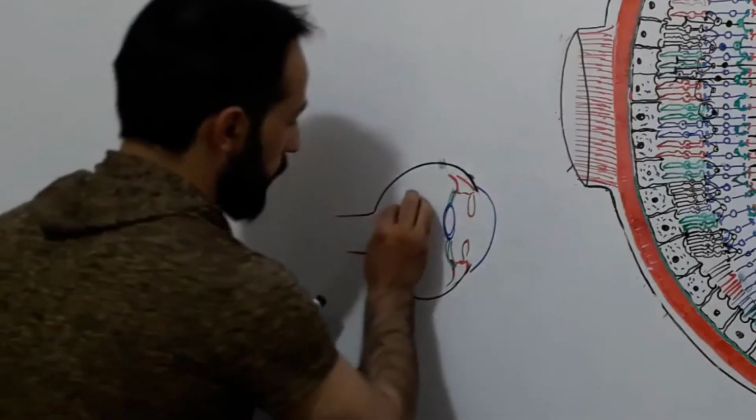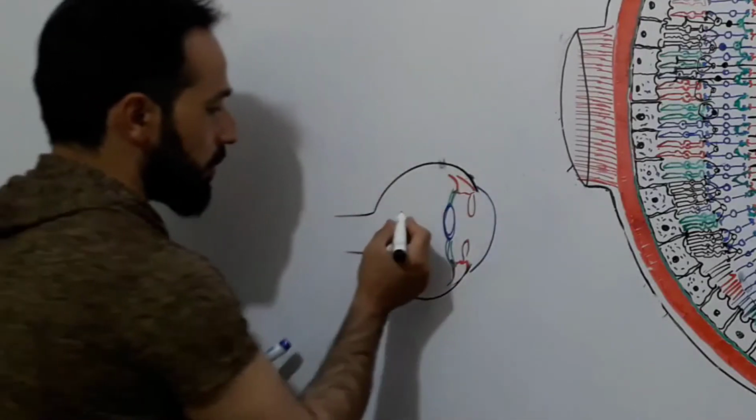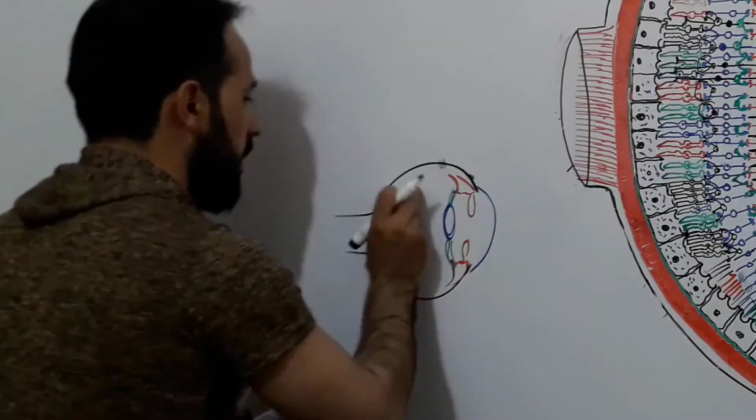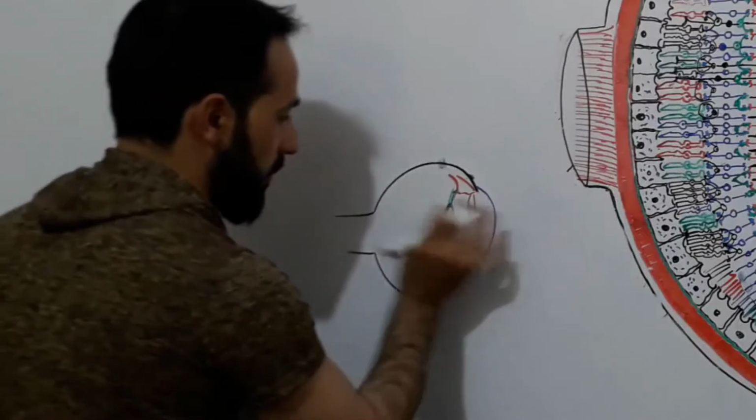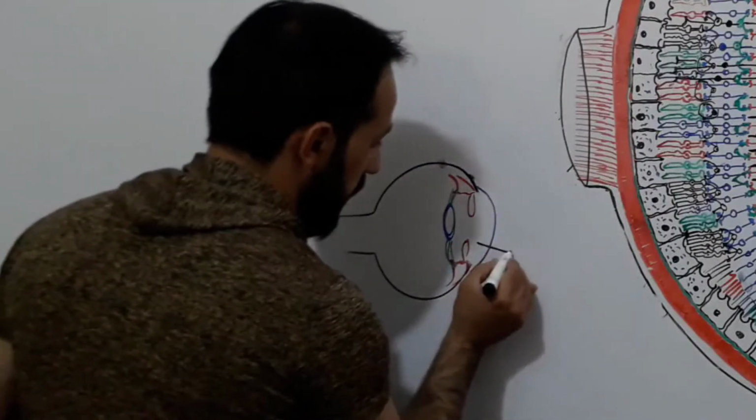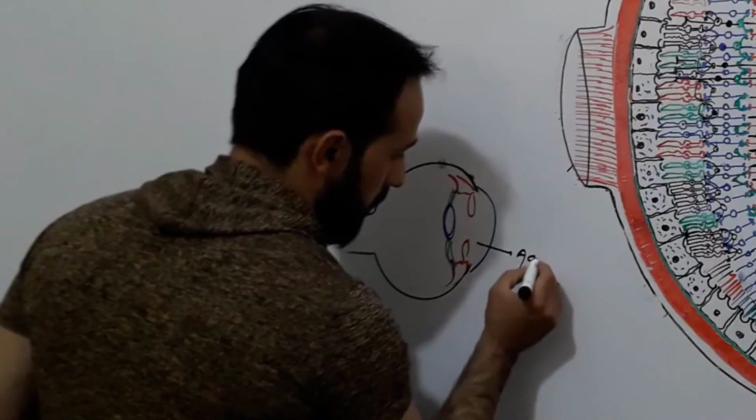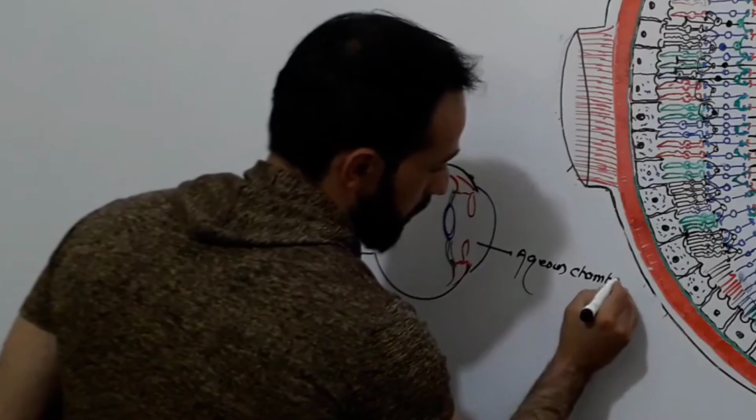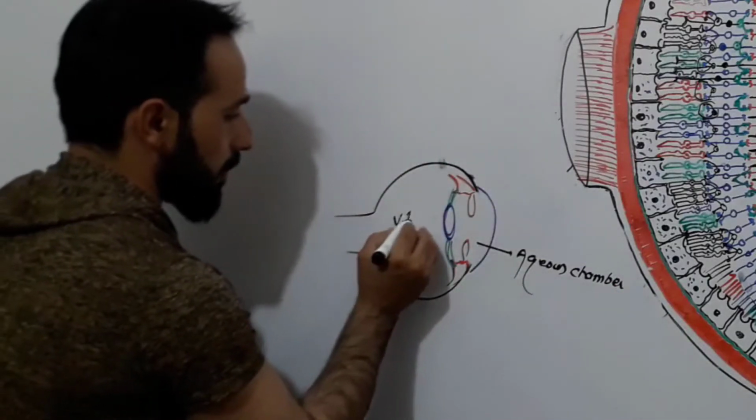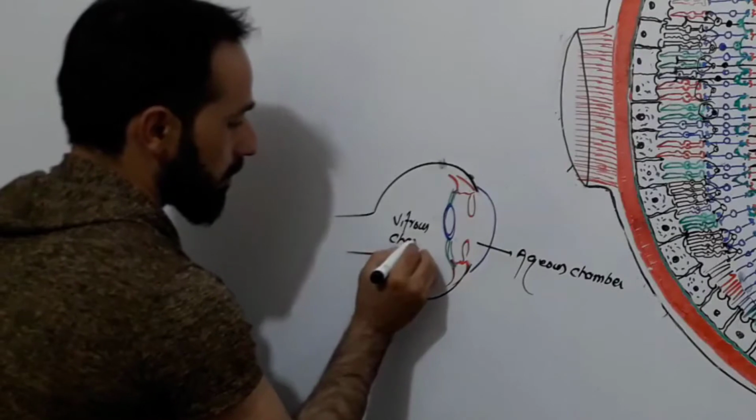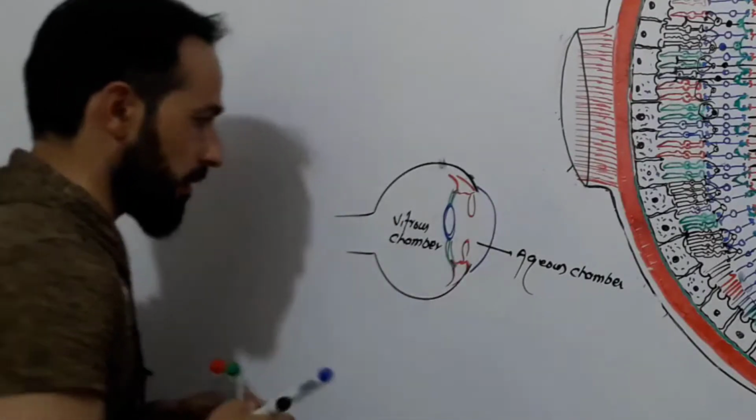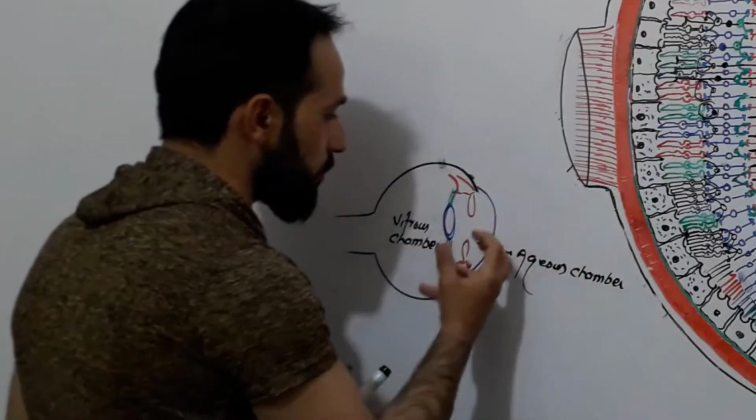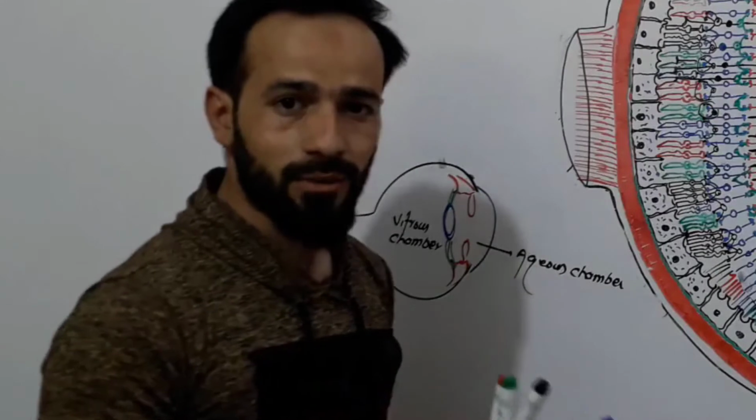Now we have a posterior segment in the eye and an anterior segment. So this will be your posterior segment, or we say this is the vitreous chamber, and this is the aqueous chamber. Let me write it here. This is the aqueous chamber, and this is the vitreous chamber. We are talking about the aqueous chamber. In this aqueous chamber there is a fluid which is called the aqueous fluid or aqueous humor.